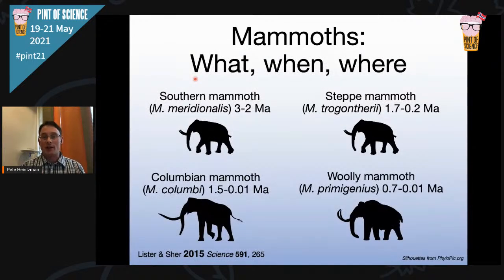So just a bit of background about mammoths. In this talk, I'm just going to talk about 4 different species, or 4 different taxonomic units. We've got the southern mammoth in the top left. This was the earliest of these 4 mammoths. It lived around 3 to 2 million years ago in the southern parts of Eurasia. Then, around 1.7 million years ago, the steppe mammoth evolved from the southern mammoth and lived until around 200,000 years ago. The steppe mammoth is known from the northern parts of Eurasia, and also from North America, where we don't find the southern mammoth.